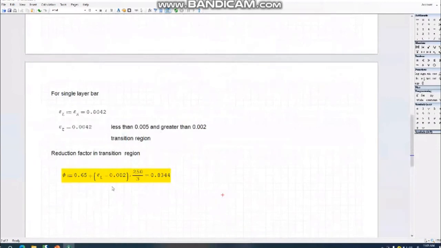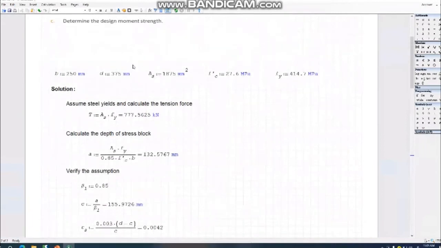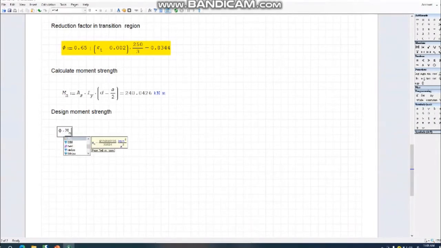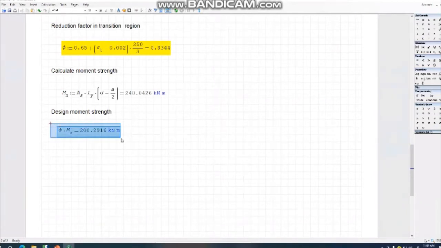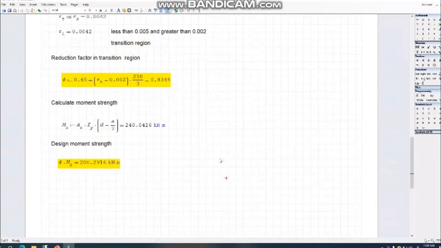So, the compression block and your reduction factor. The next step is the design moment strength. To calculate the design moment strength, you just multiply your Mn by the reduction factor, which we already have. Reduction factor times your Mn will give you the design moment strength. Okay, so now you have the answer.